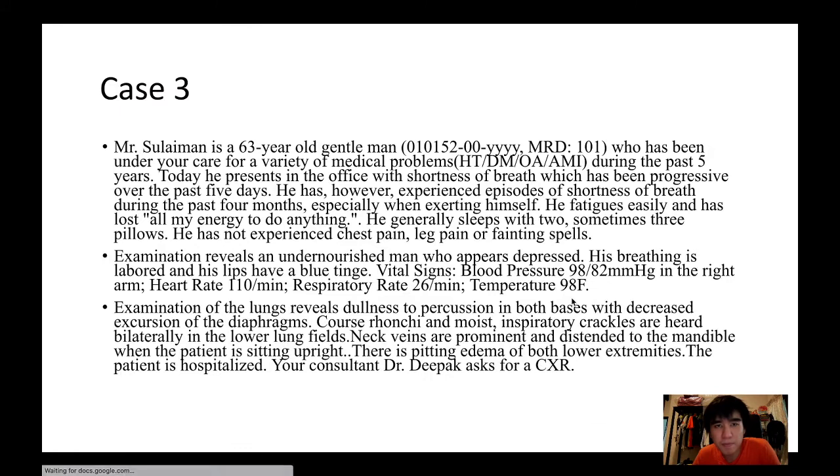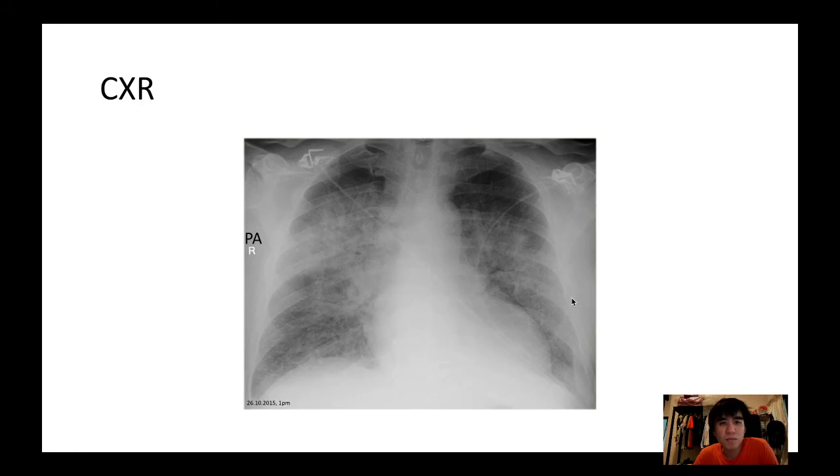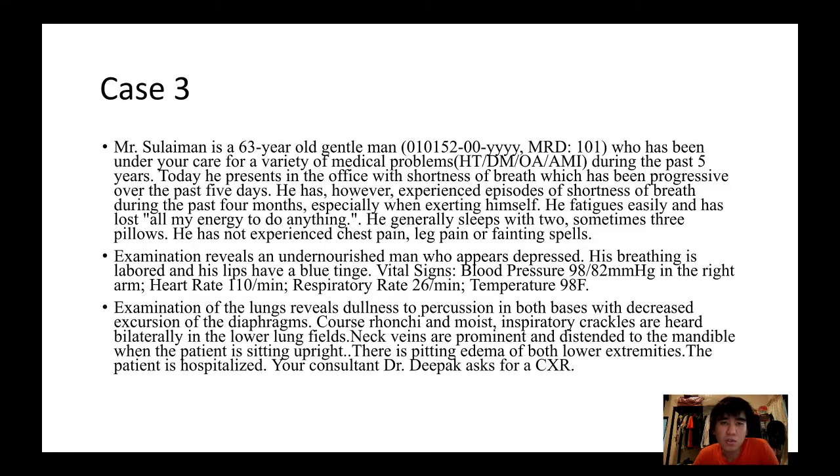Okay. Case 3. Mr. Sulaiman is a 63-year-old gentleman born on 1st January 1952. They all have the same birthdays. He has been under your care for a variety of medical problems: hypertension, diabetes mellitus, osteoarthritis, acute myocardial infarction during the past 5 years. Today he presents in the office with shortness of breath, which has been progressive over the past 5 days. He has, however, experienced episodes of shortness of breath during the past 4 months, especially when exerting himself.